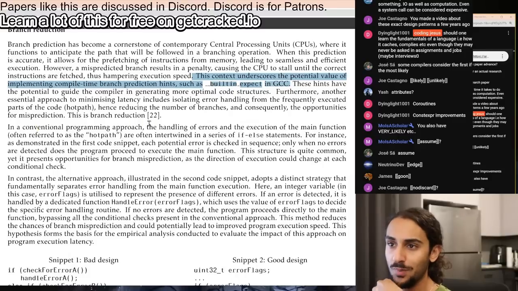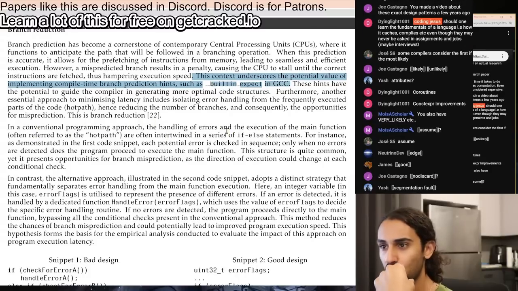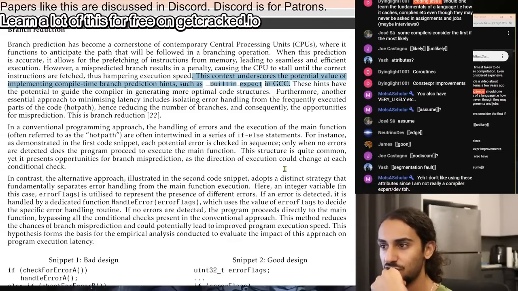In a conventional programming approach, the handling of errors in the execution of the main function, often referred to as a hot path, are often intertwined in a series of if-else statements. For instance, as demonstrated in the first code snippet, each potential error is checked in sequence. Only when no errors are detected does the program proceed to execute the main function. The structure is quite common, yet it presents opportunities for branch misprediction, as the direction of execution could change at any conditional check.